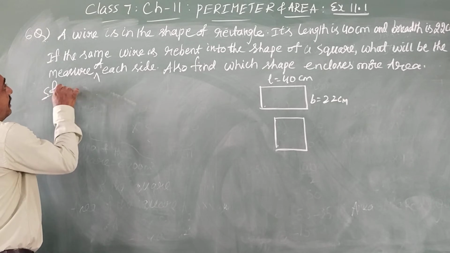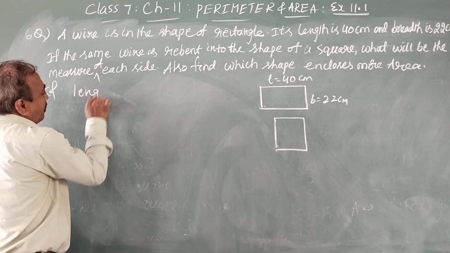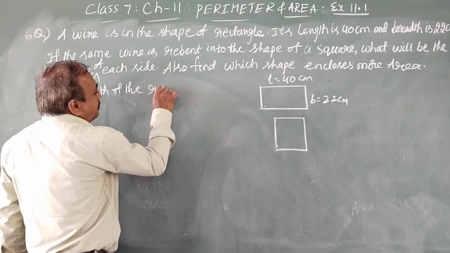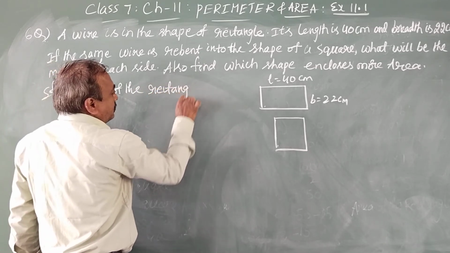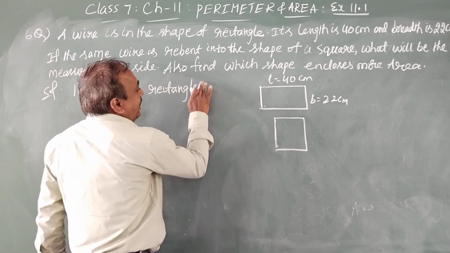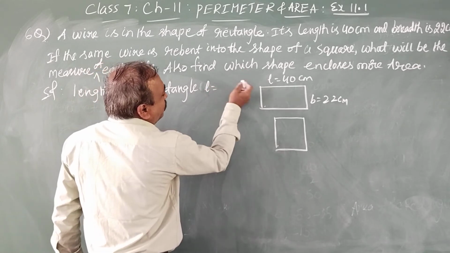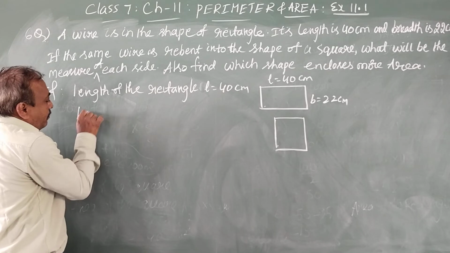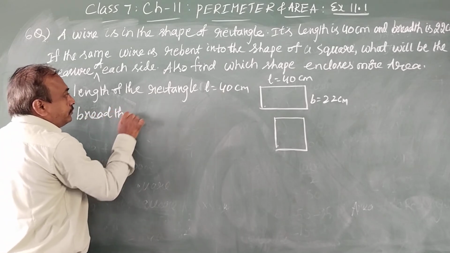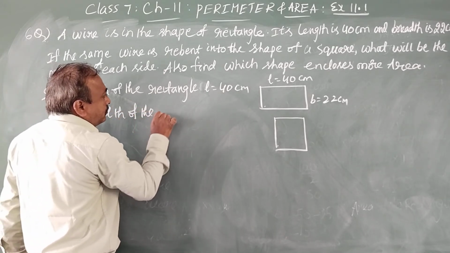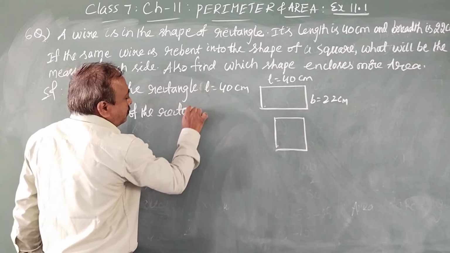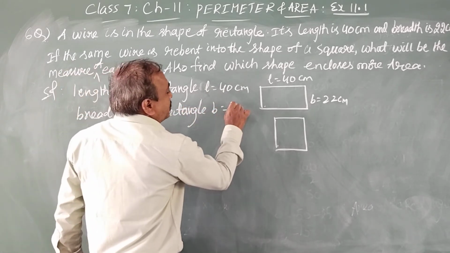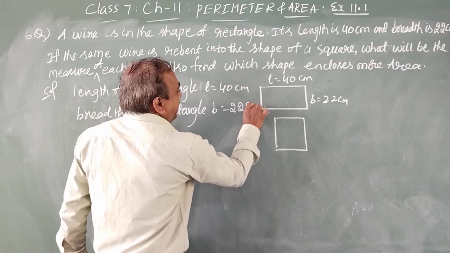So let us write the length of the rectangle. Length of the rectangle L is equal to 40 centimeter. Breadth B is equal to 22 centimeter.